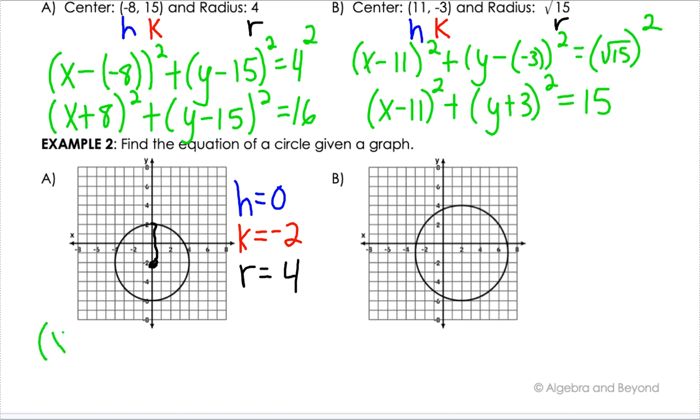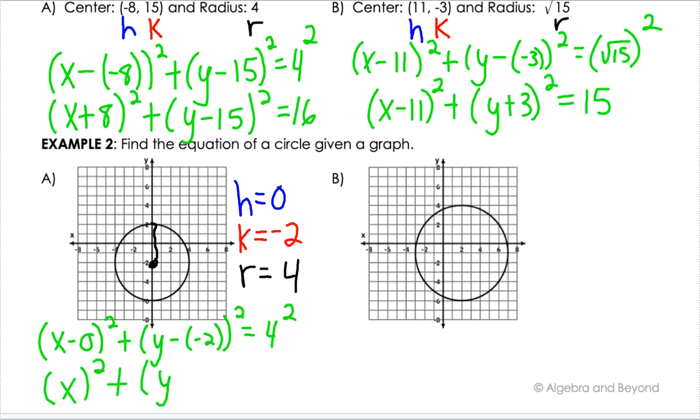So now I've got the same key things that I had from up above. I'm going to plug them into my formula. I'm going to do x minus 0 squared plus y minus negative 2 squared equals 4 squared. Simplifying that, x minus 0 is just x squared, plus y plus 2 squared, and that's going to equal 16 when I square the radius. That would be my standard form equation for this circle.